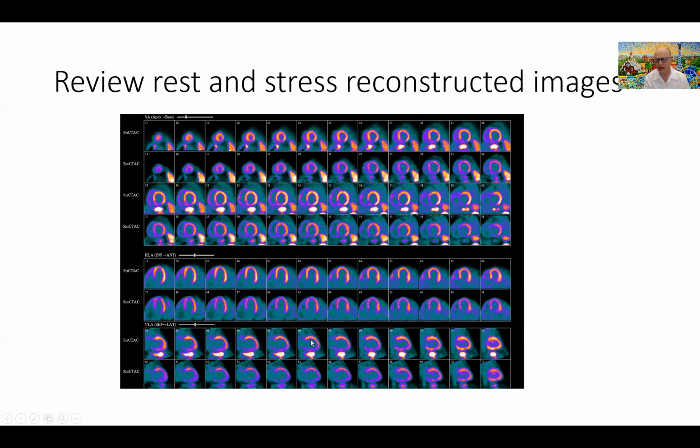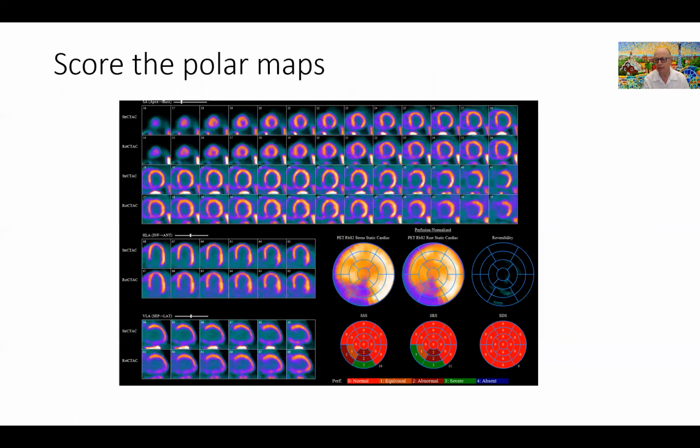Again, you can see it here in the vertical long axis. Rest and stress images, we have a perfusion defect in the inferior wall extending from the base all the way to the apex and involving part of the inferior septum, as you can see right here. Again, you should not be considering diaphragmatic attenuation. These are PET images. All these images have attenuation correction built in.